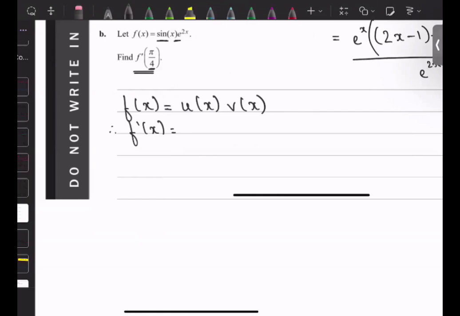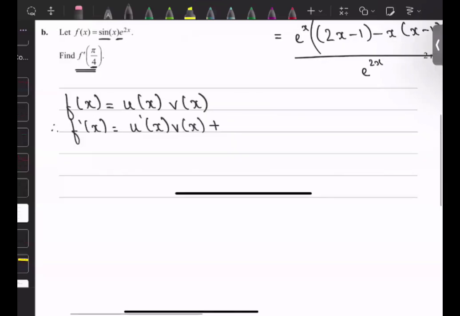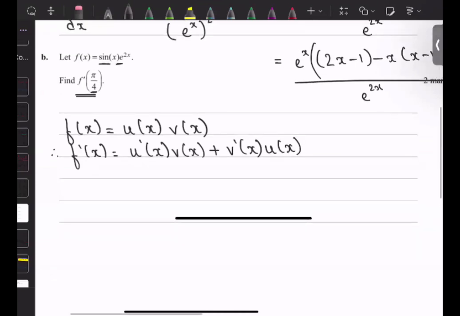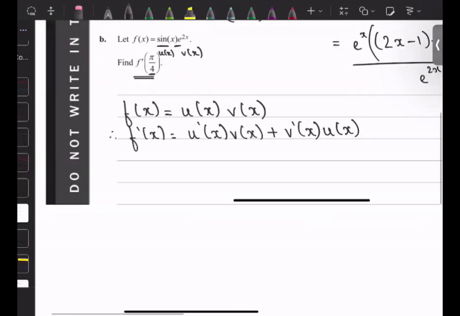The way you work out the product rule is to take the derivative of the first function, u dash of x, multiply it by the second function without taking its derivative, plus the derivative of the second function multiplied by the first function without taking its derivative. That being said, let's make our identifications. So we'll let u of x equal sine of x and v of x equal e to the 2x. And let's just simply blindly apply this formula.